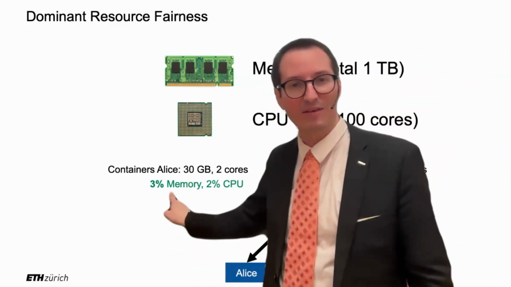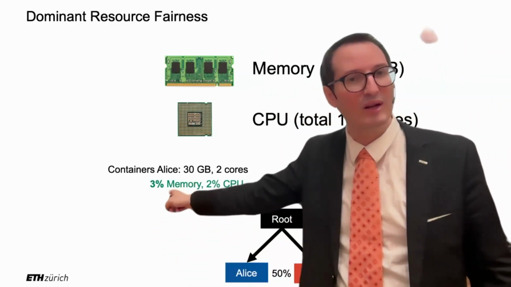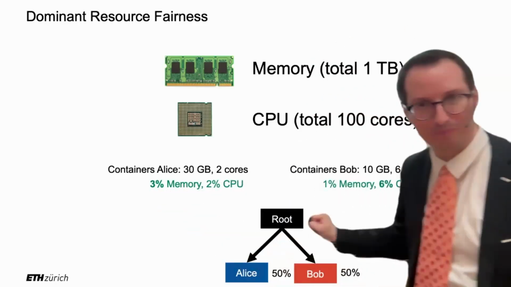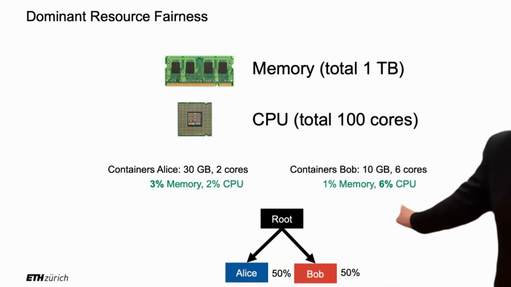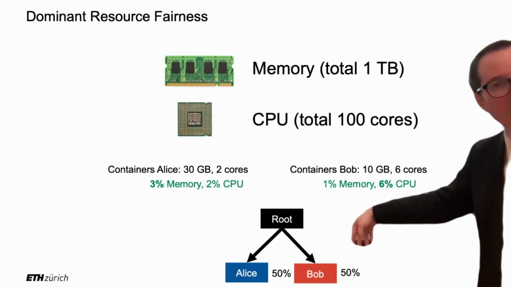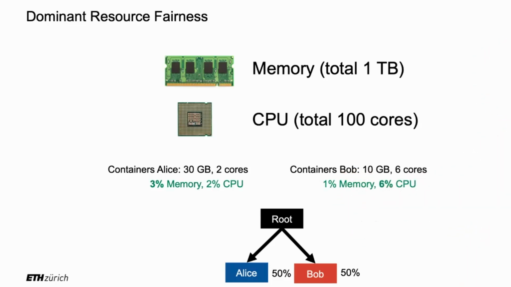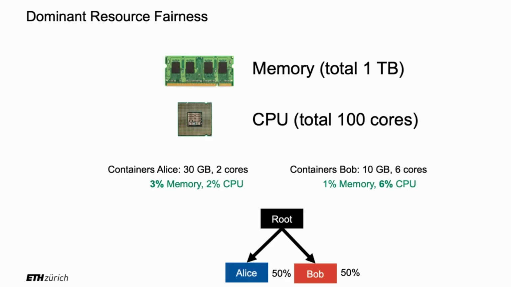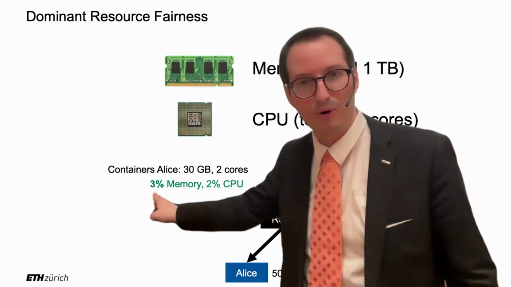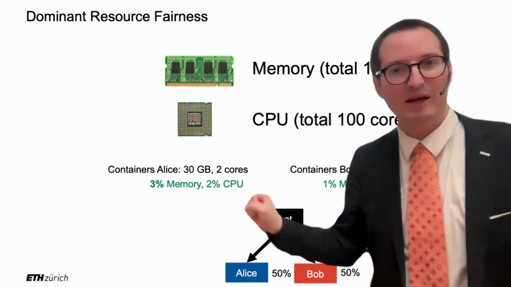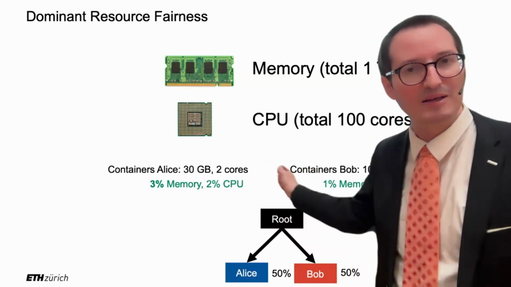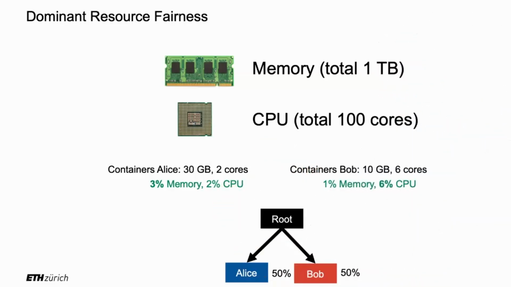In the case of Alice, it's the memory that dominates. She's heavy on memory. She needs 3% of the memory. Bob is heavy on the CPU. The memory is insignificant for him. It's really the CPU. So based on that, you see 6% here, 3% here. It means that the containers of Bob, based on that idea, are twice as large as Alice's containers, right? Because of 6 versus 3.